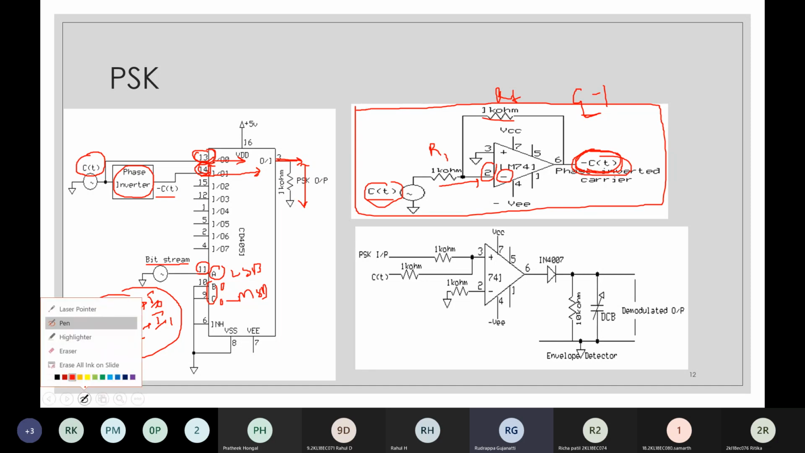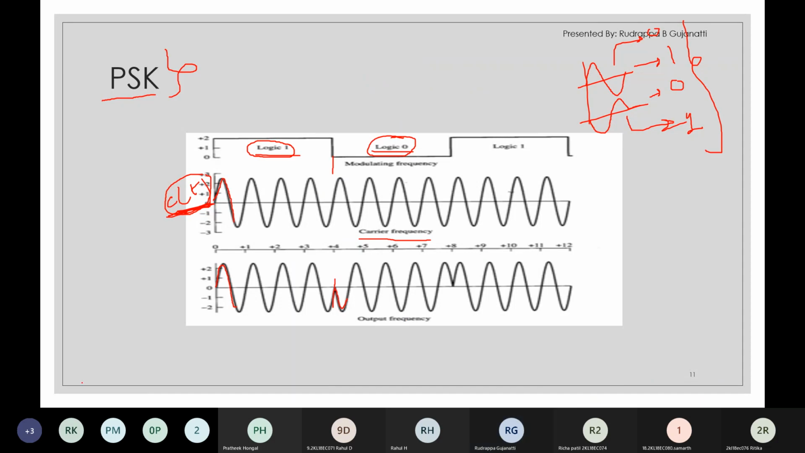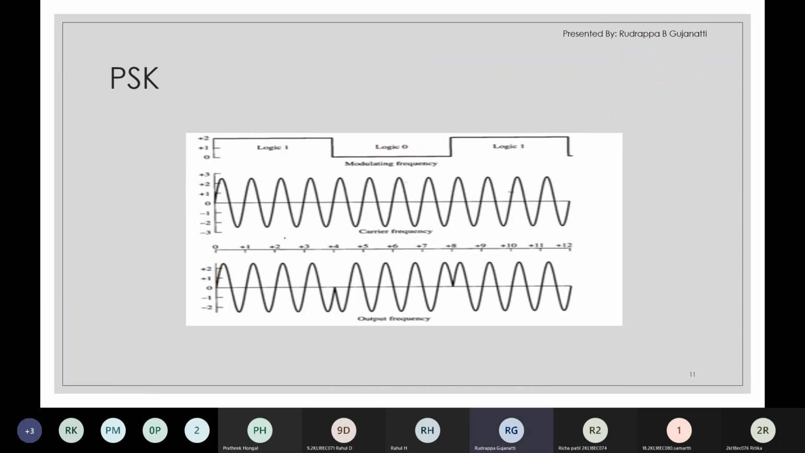Now what we have to do in order to get back, so this part is for modulation. This part is used for modulation. Now here we have the demodulator circuit. So for demodulator, what we have to do, first we need to identify what is the phase. So based on that phase, we try to identify whether it is logic 0 or logic 1. So this is one way of implementation.